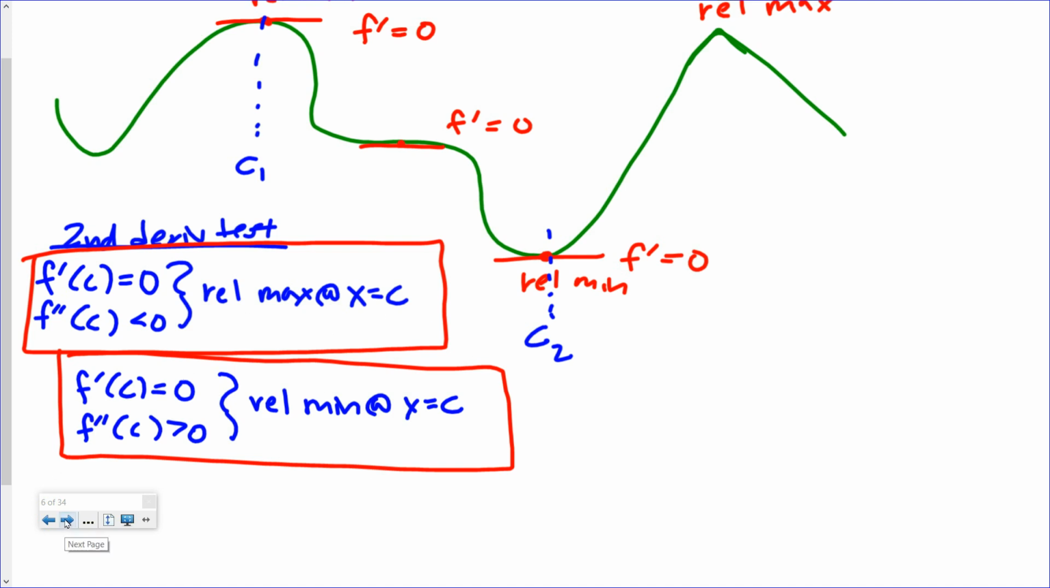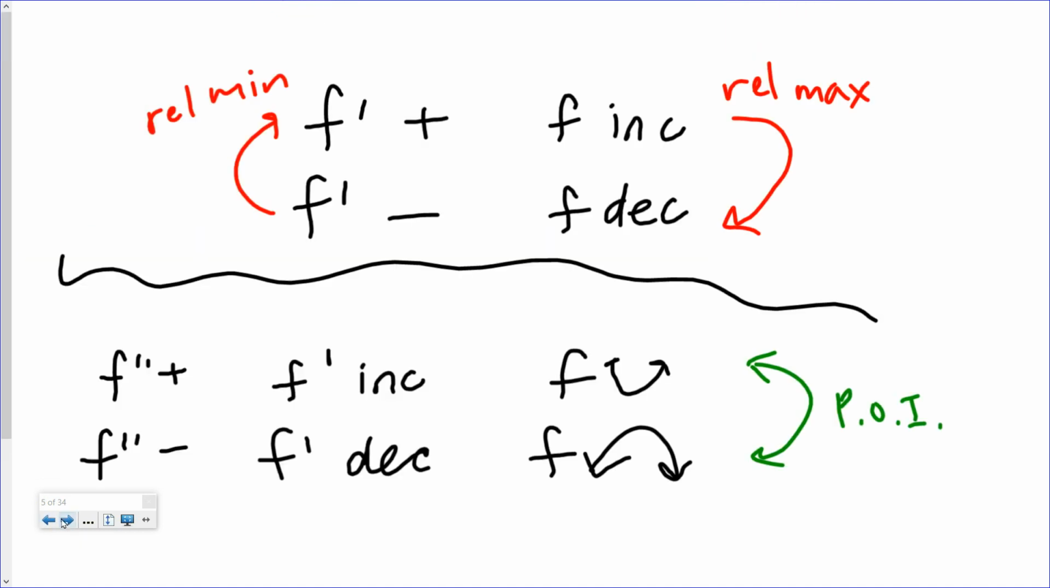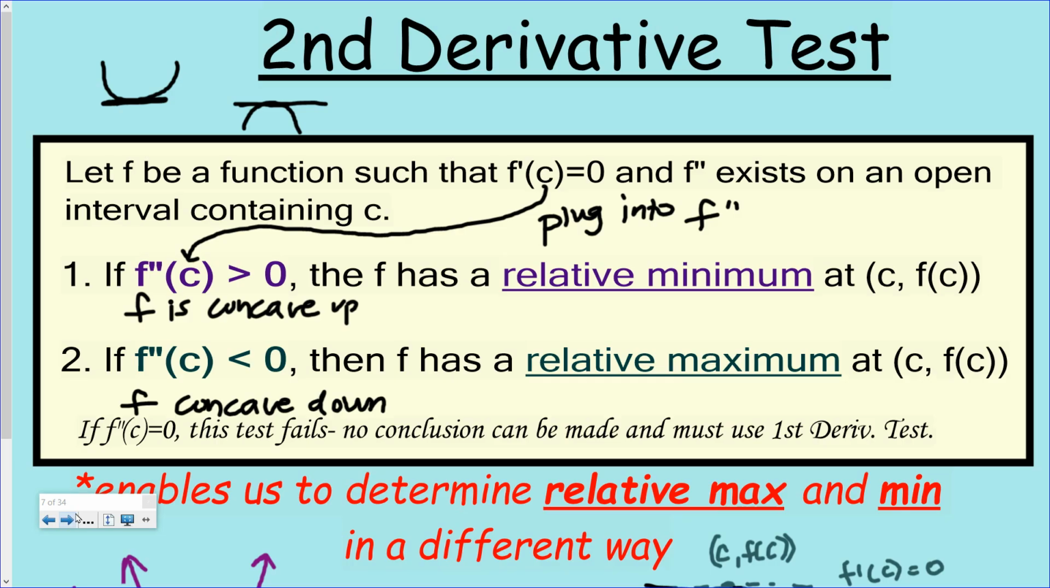Okay, so let me clarify that by just showing you the wording on this. So let me see where I have the wording. Here we go. The second derivative test says that if you have a function where the first derivative is 0 and the second derivative exists, okay, on an open interval, not super important that it's an open interval, because we really are just trying to find a point, okay, if you have the first derivative 0 and the second derivative greater than 0, okay, let's think about this though.